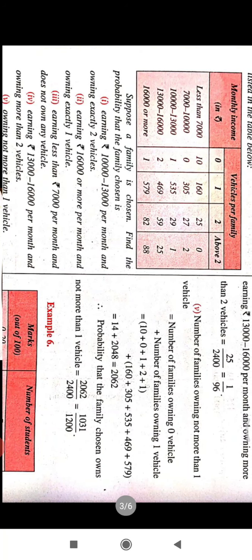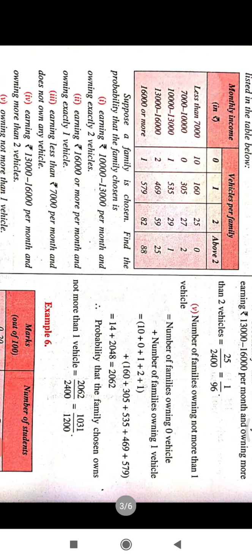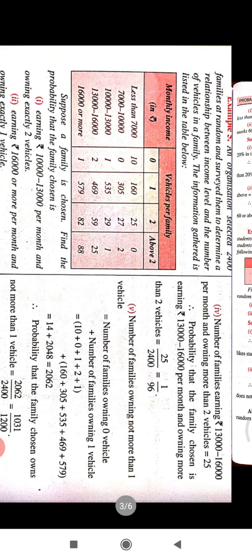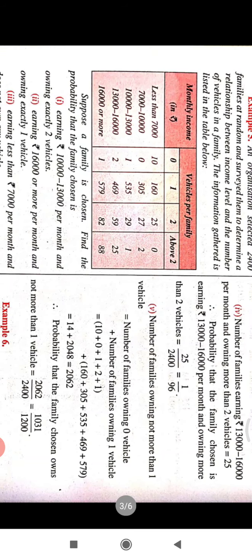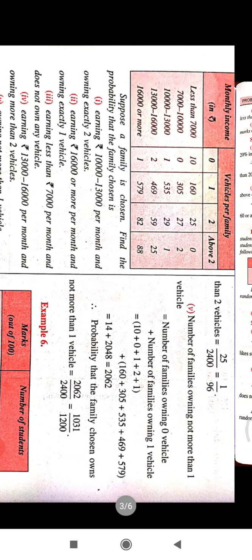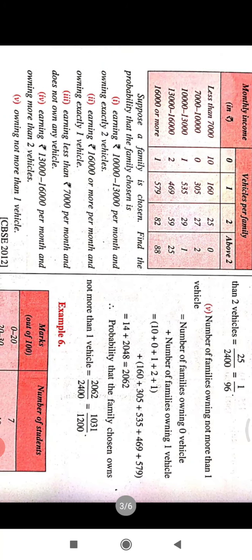Now suppose a family is chosen randomly. Find the probability. We have to find 5 probabilities here: 1, 2, 3, 4, 5. So if you want, you can write P(A), P(B), P(C), P(D) and P(E) in your notebook, but every time we must write the formula. Which formula? Number of trials that occur upon total number of trials. So here 5 probabilities are to be found.